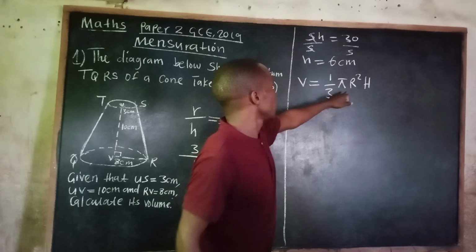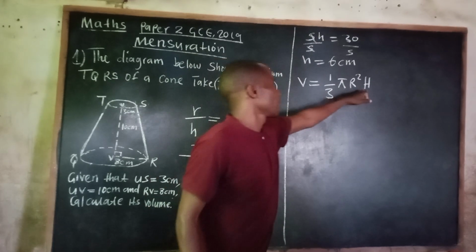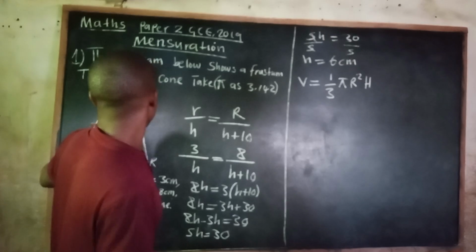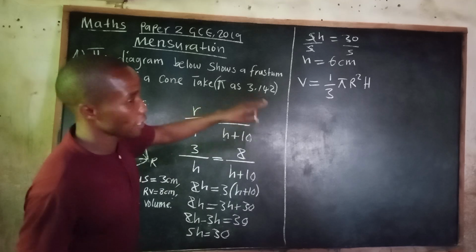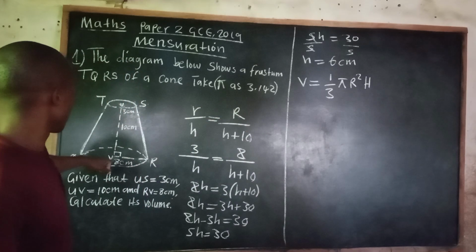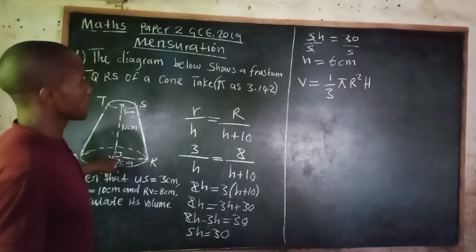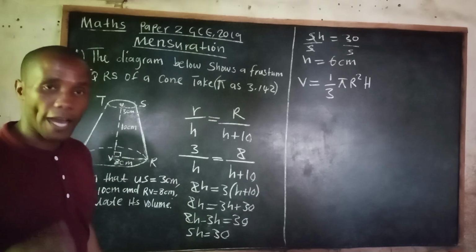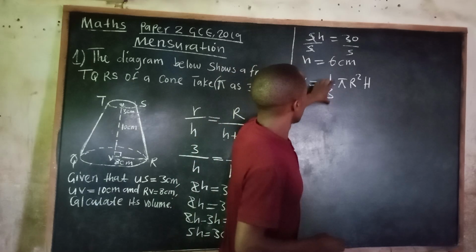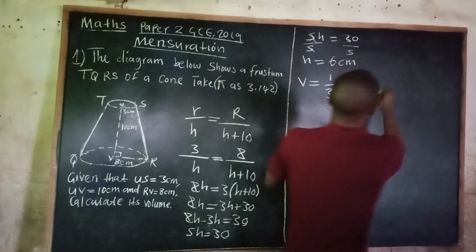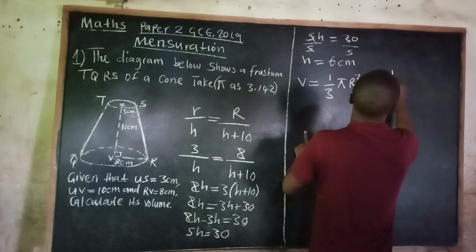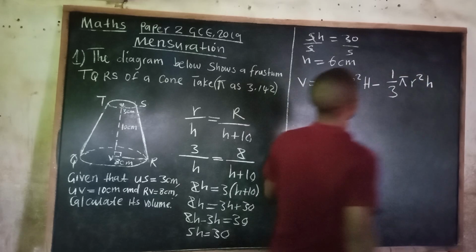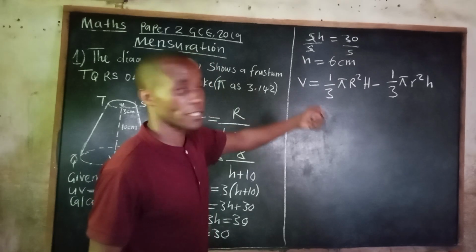Remember, when you put big letters, it means we are talking about the whole of this thing. The r, as I said in the first place, means we are talking of this radius. Then h is the whole of this height. Now, I've just introduced the formula, minus the small one, minus 1/3 pi r squared h. So this is the formula for the volume of a cone.